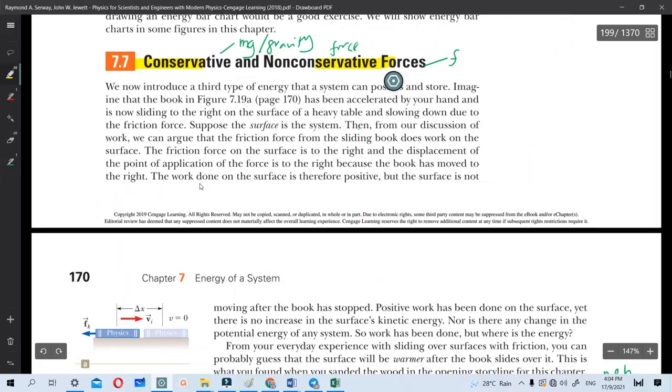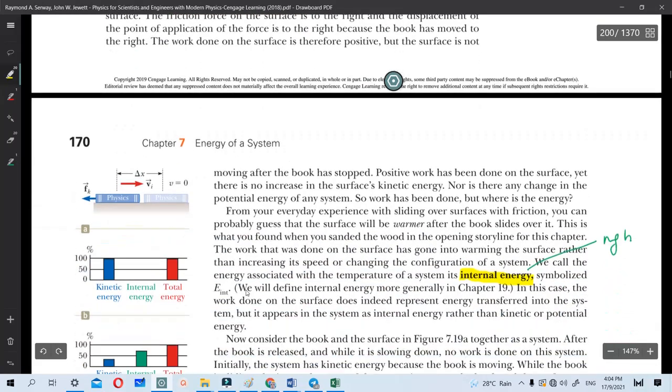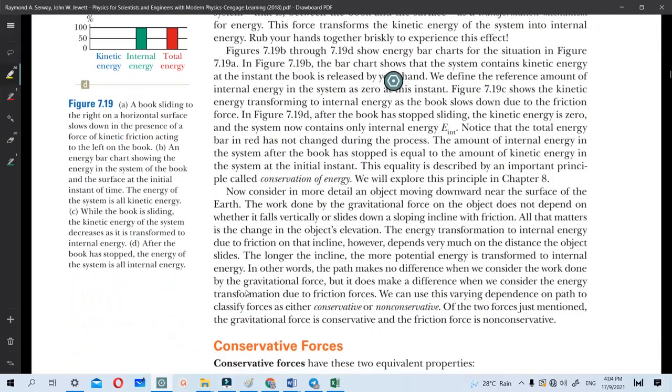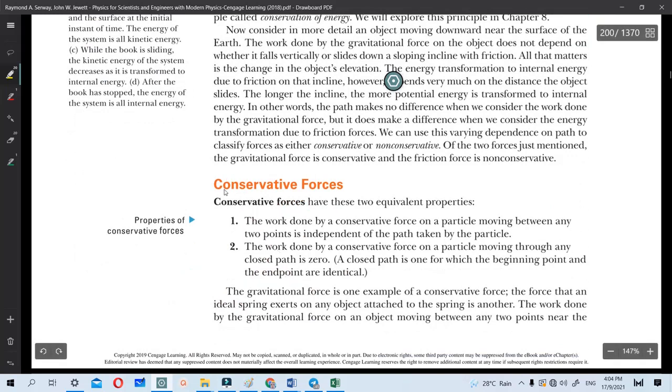Alright, now let's get back to our book, page 170, right? So overall, we can say that a conservative force has the following properties. This is the most common: it is independent of the path taken. That's the keyword. It doesn't matter which path you take, longer or shorter, it is independent.